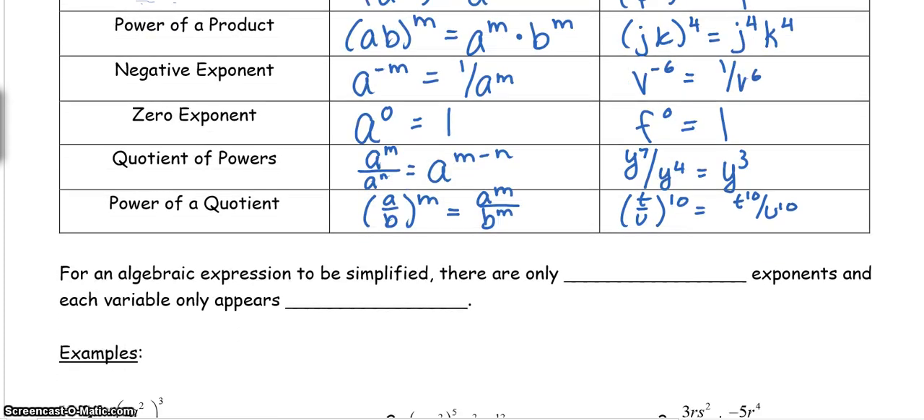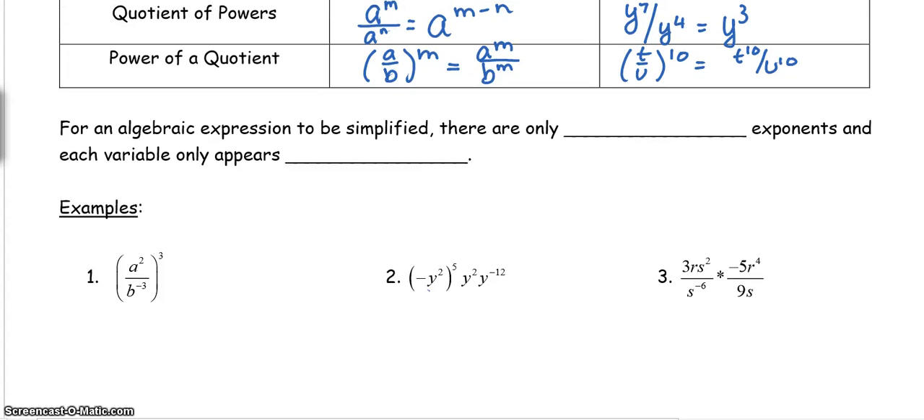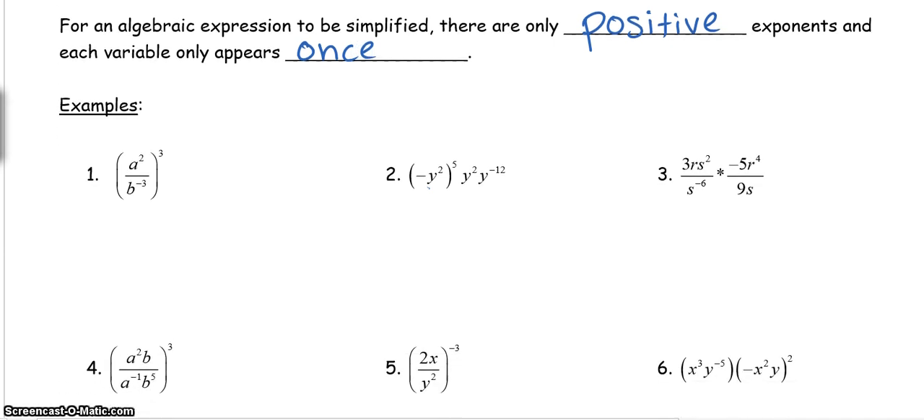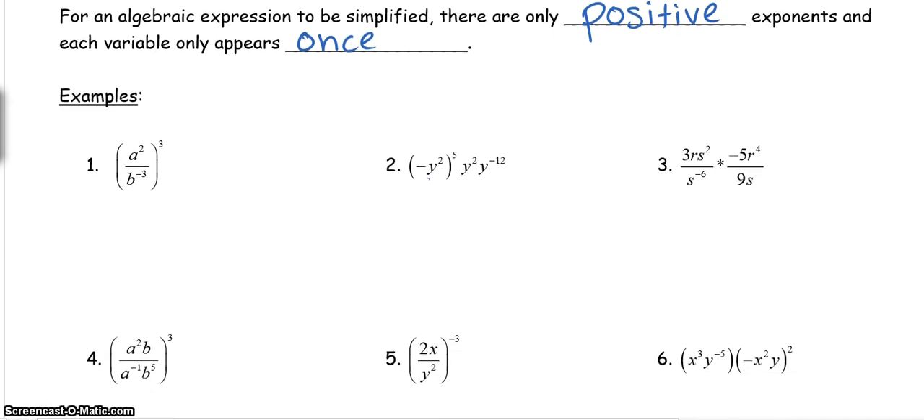So now we're going to get some practice simplifying some algebraic expressions with exponents. In order to be considered simplified when we're dealing with all these exponents, there can only be positive exponents, and each variable only appears once. So let's take a look at some of these examples. We're going to start with number 1.